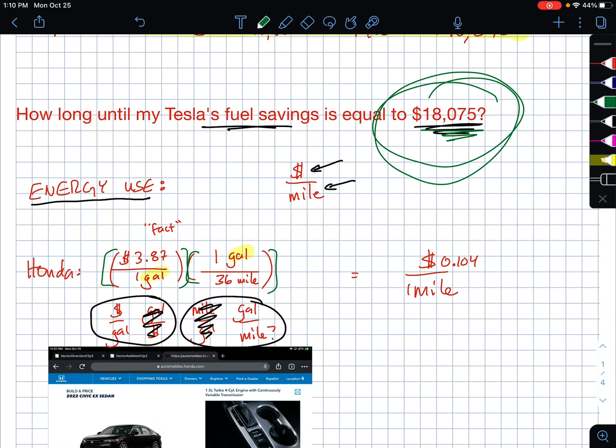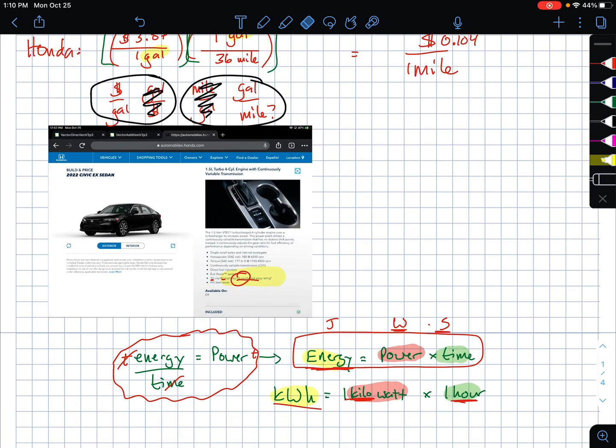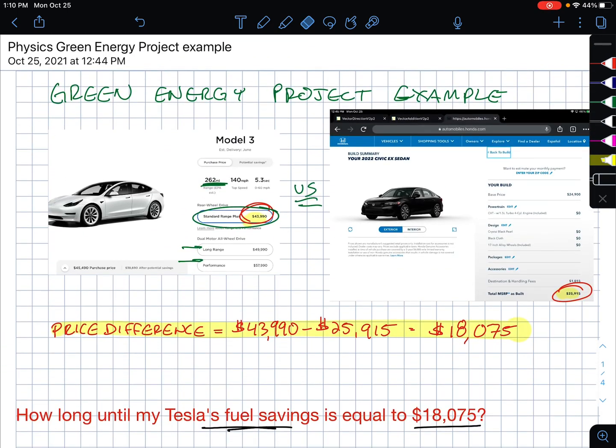There's going to be other benefits, right? You can take some comfort in the fact that you are not contributing to as much pollution, or maybe it's just cool to be gas-free. But what we're doing here today on this project is saying, how long will it take a green energy upgrade to pay for itself?